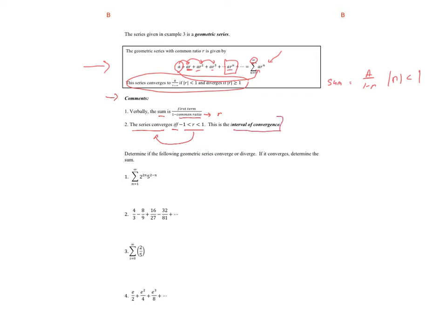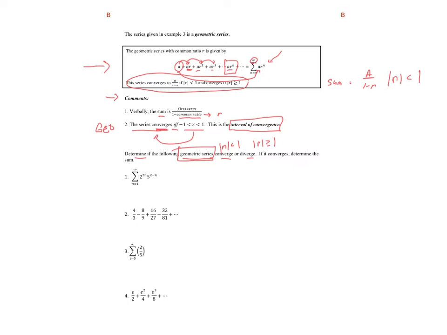This is going to create our interval of convergence. Based on some bounds, we can determine when we're going to converge and for what values. This convergence is because we're talking about a geometric series, not just any series that has some sort of r involved. So determine if the following geometric series converge or diverge. We're looking for the absolute value of r to be less than 1 for convergence, or the absolute value of r to be greater than or equal to 1 for divergence.